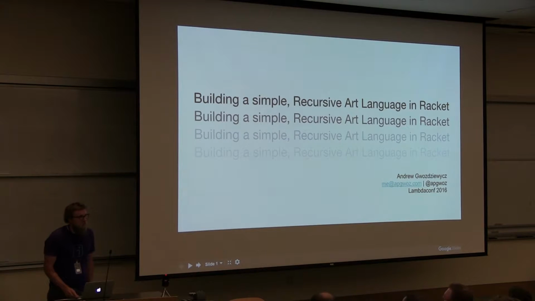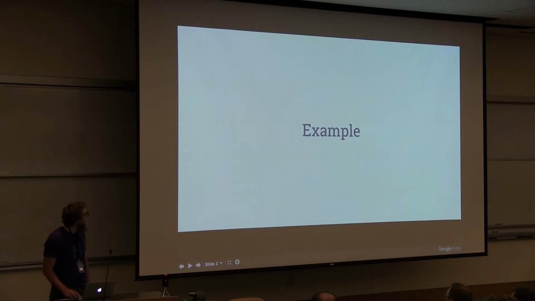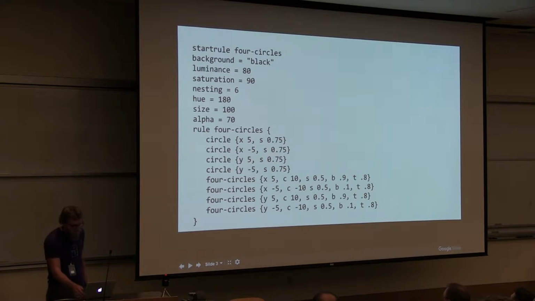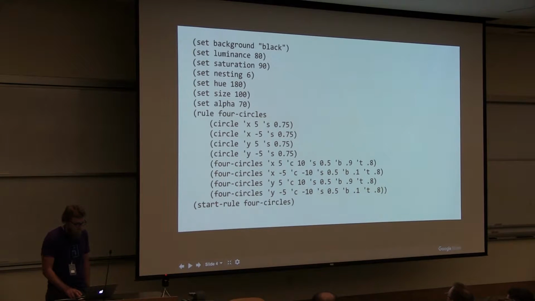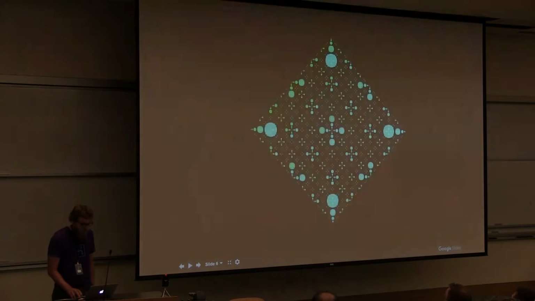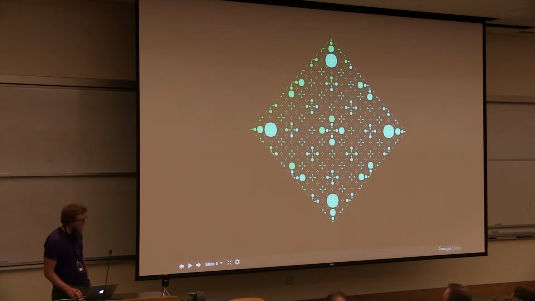I have a friend named Chris Coyne. He wrote a little art language called CFDG a while ago, and I decided to implement it in Racket a little while ago. So as an example, we have this little program. This little program defines a rule called 4 circles. It draws 4 circles, then it recurses with a bunch of parameters, which we'll get to in a second. This is the same thing right now in Racket that my little interpreter can deal with. And it generates this little picture here.